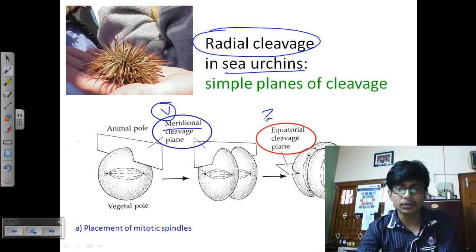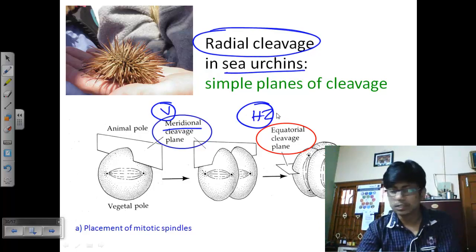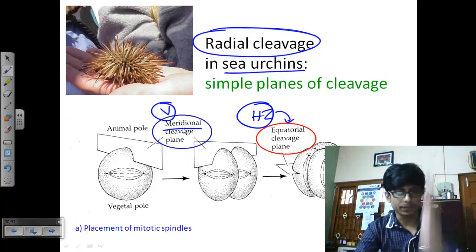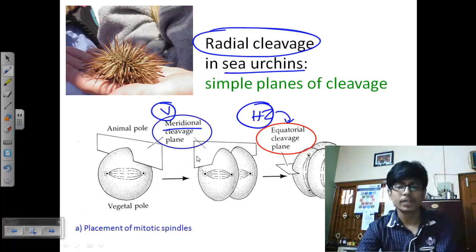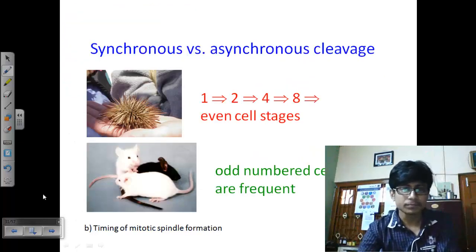Equatorial cleavage is another name for horizontal cleavage. So horizontal cleavage, also known as equatorial cleavage, like that, and meridional cleavage means vertical cleavage from the top. So it will cleave like that.